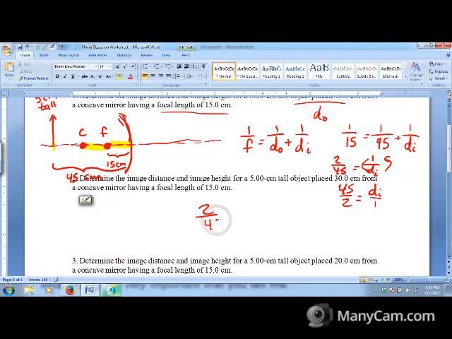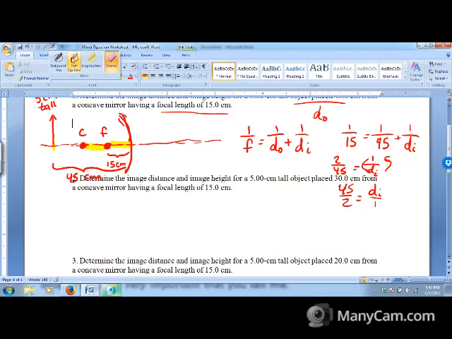Another way of thinking about that, I know I'm going into the next problem, but if you have two things equal, you can cross multiply them. So 2 times d_i equals 1 times 45, which is just 45. And when you divide both sides by 2, d_i is 45 over 2. That's an alternate way to show the exact same thing. All right, so that's 45 over 2, which simplifies to 22.5 centimeters.